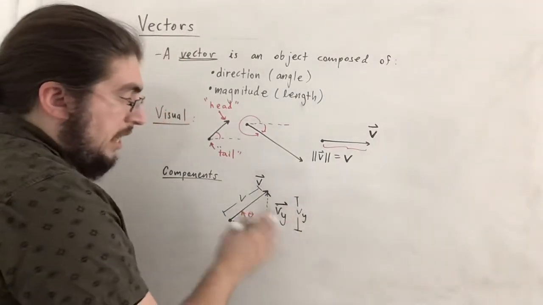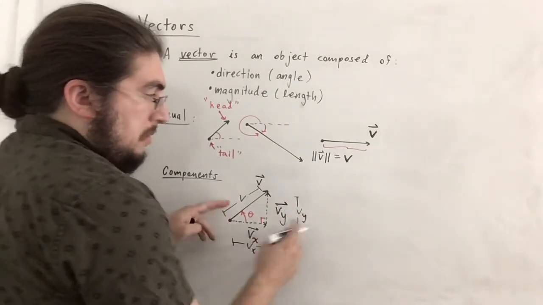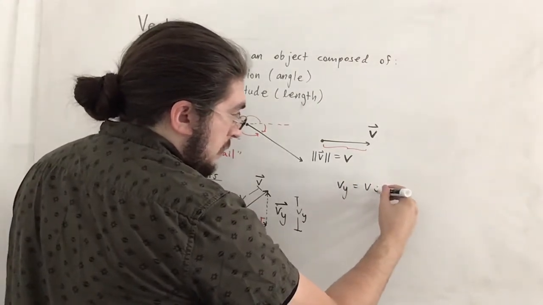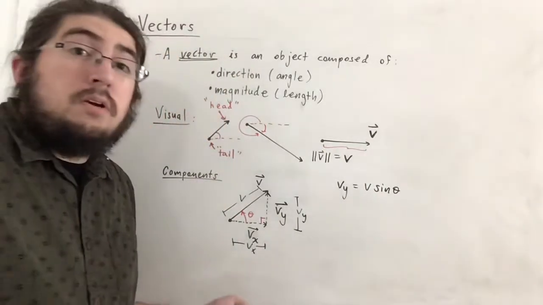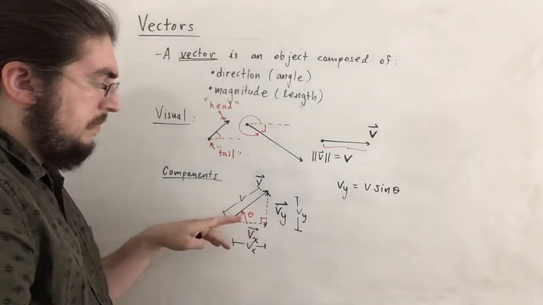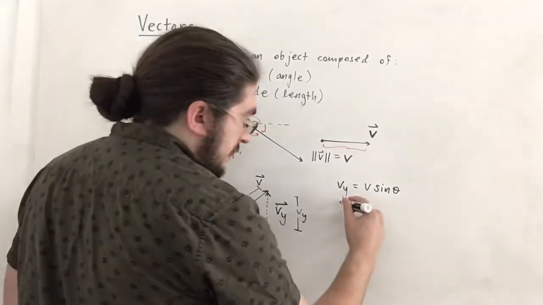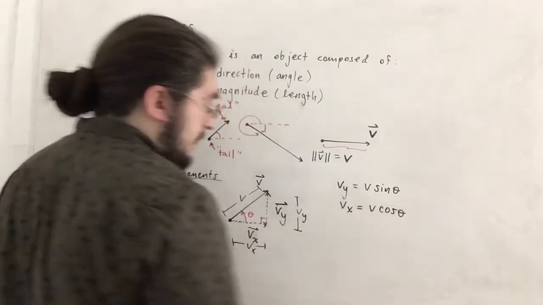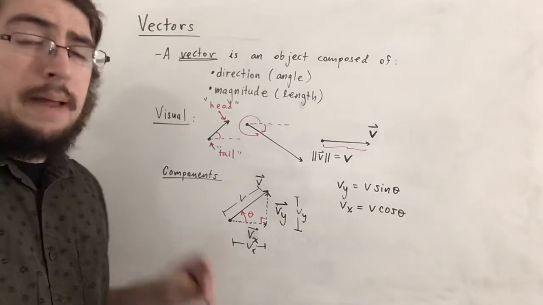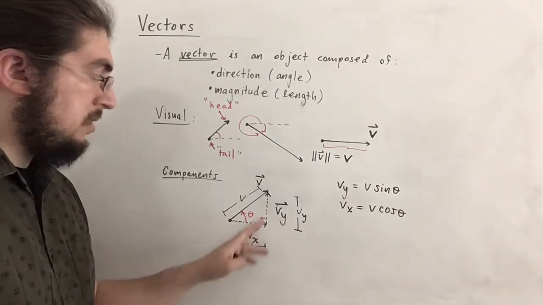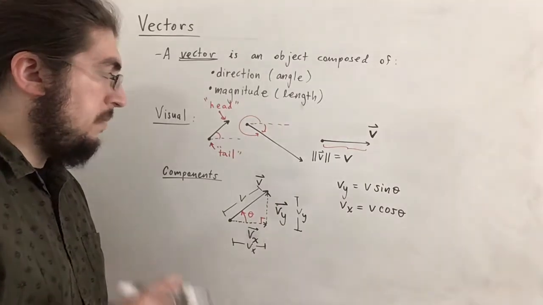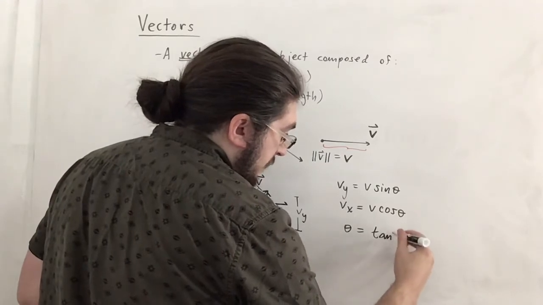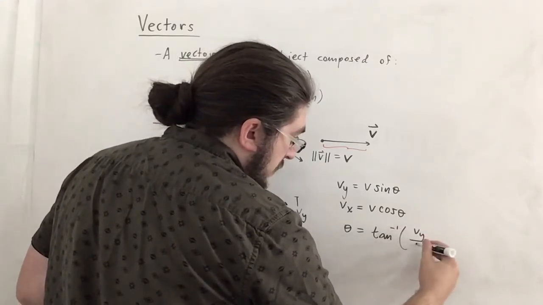Well, now again, if we take sine of the angle, we'll get opposite over hypotenuse. And if we multiply both sides by v, we'll get vy is equal to v times sine of theta. Similarly, if we take cosine of this angle, we get vx over v, multiplying by v will give us vx is equal to v times cosine of the angle. Great. And then, of course, what happens if we take tangent? If we take tangent, it's just vy over vx, actually. But the benefit here is that we can find the angle by taking tangent inverse of that ratio, vy over vx.